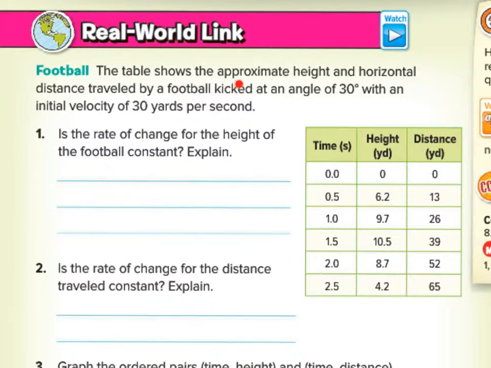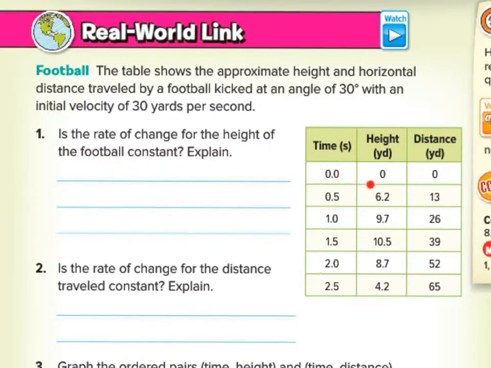The table shows the approximate height and horizontal distance traveled by a football kicked at an angle of 30 degrees with an initial velocity of 30 yards per second. Is the rate of change for the height of the football constant? Now think about this. As it's going farther and farther up, it should slow down, right? Because gravity starts to take force.